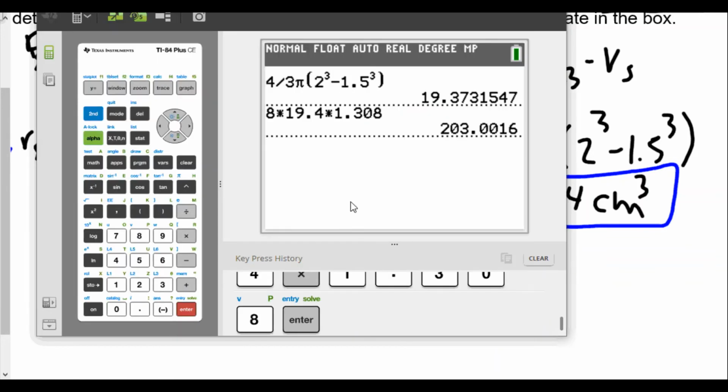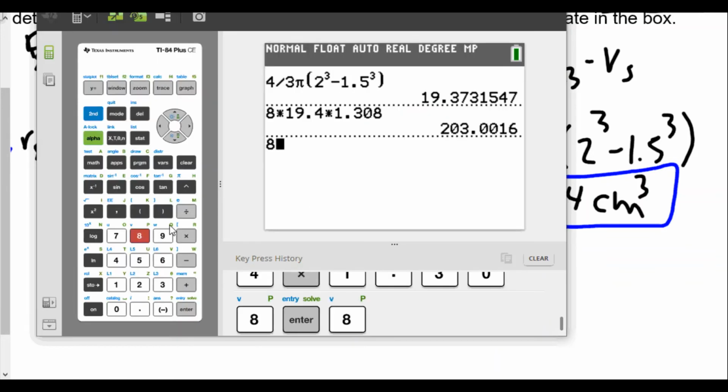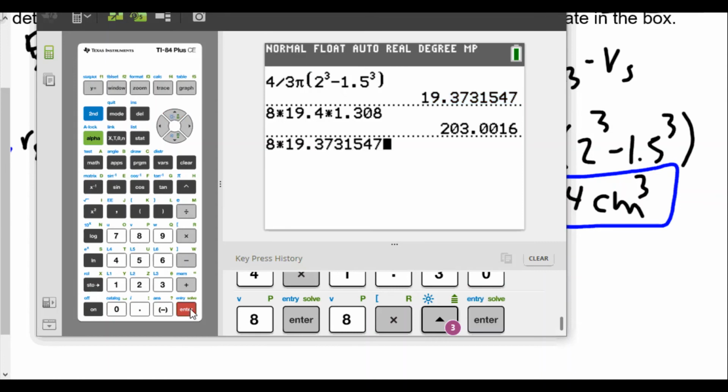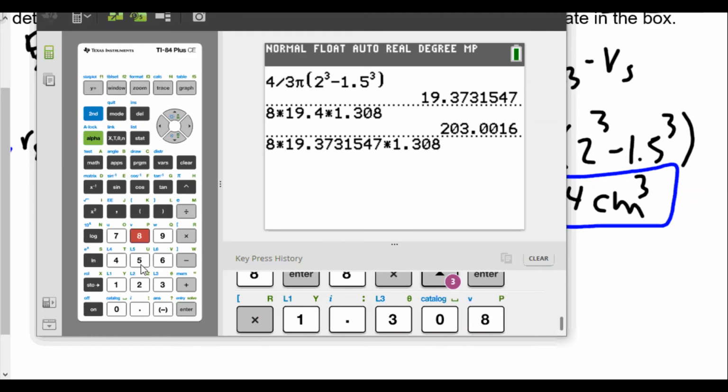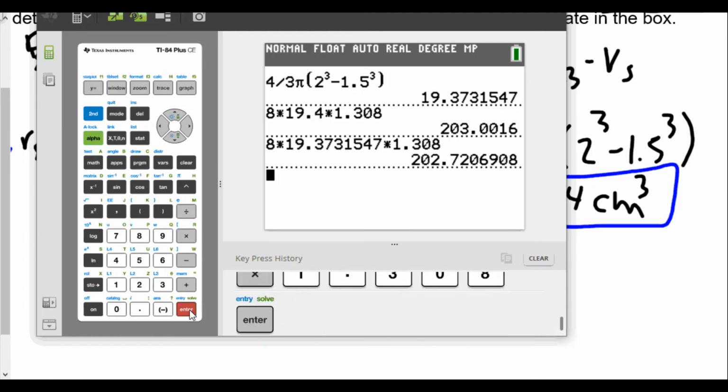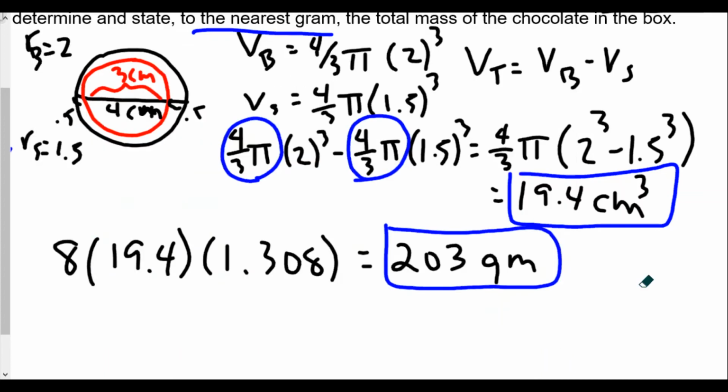Well, the great thing about the graphing calculator is we can do this now. So we'll have 8 times, and we just move the cursor up to the 19.3731547 and enter, because now this value has all those decimals that we did not include. Times 1.308. And we see we had 202.7, but rounded to the nearest whole gram, it'd be 203. So we round off to the same exact value.